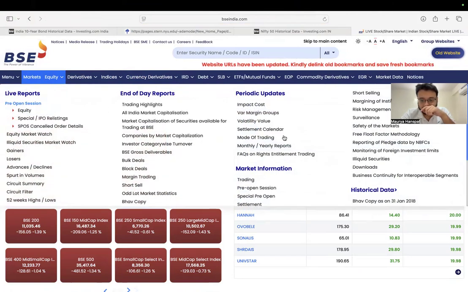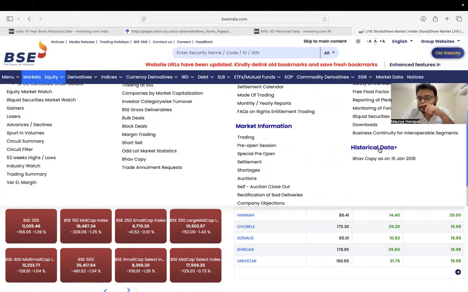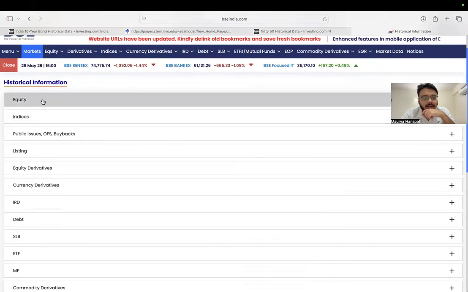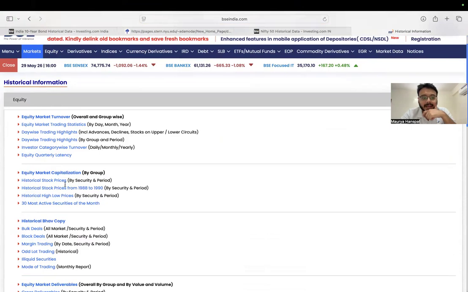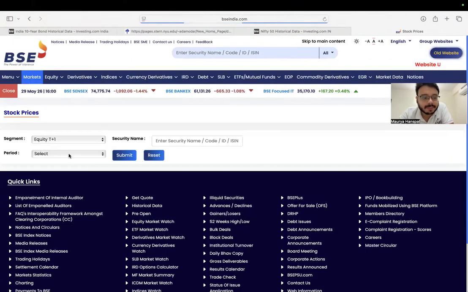Under this equity section, you have this historical data. You click on historical data. You can get it for indices also and for individual shares also. I clicked upon equity. Here in the equity market capitalization, I want the historical stock prices. I clicked upon historical stock prices.